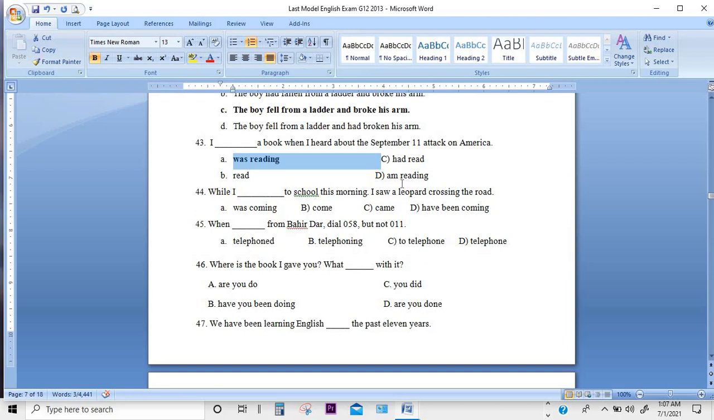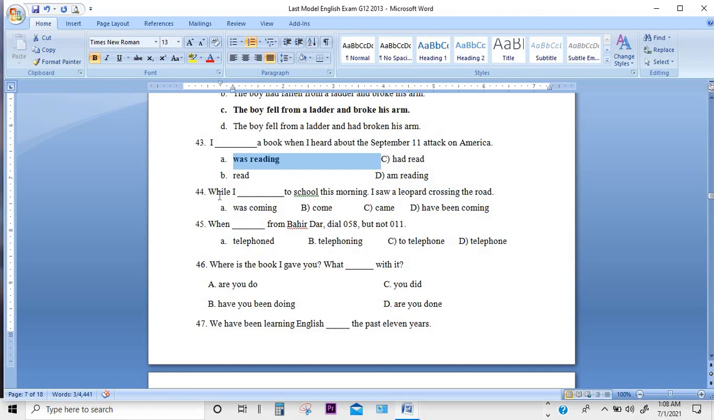Okay, so our answer is was reading. I was reading a book when I heard about the September 11 attack on America. So the first action was reading. It was a progressive action, interrupted by the shorter one, which says I heard. Okay, now let's go to question number 44.